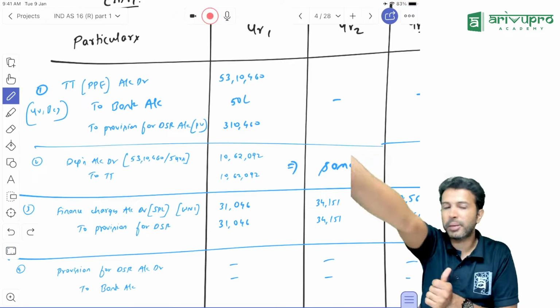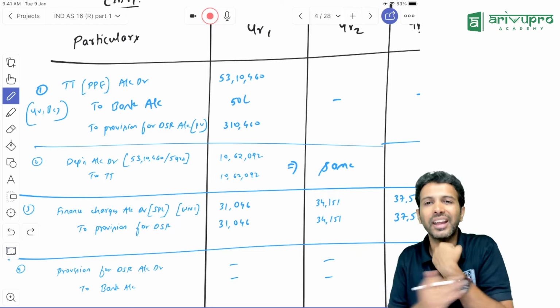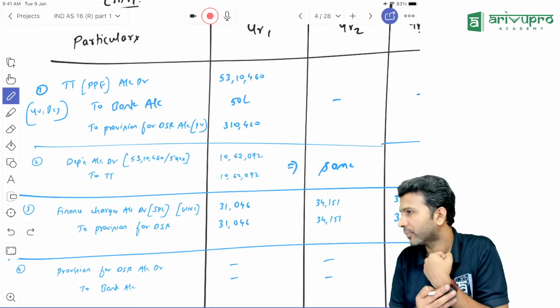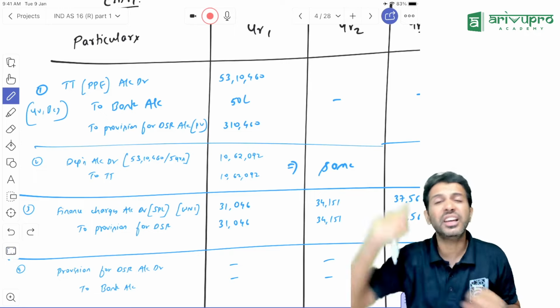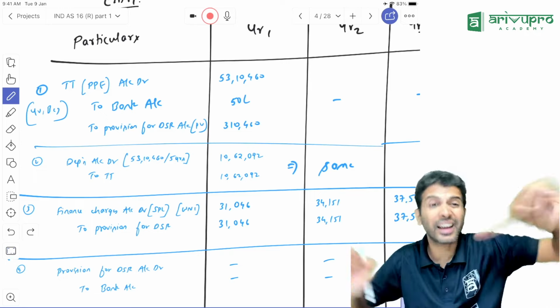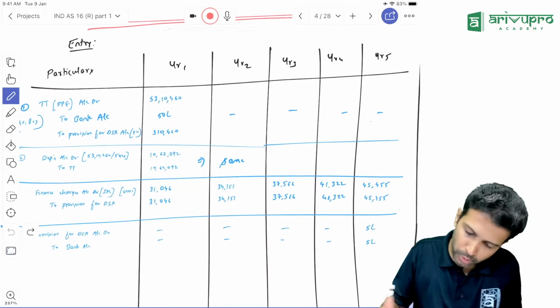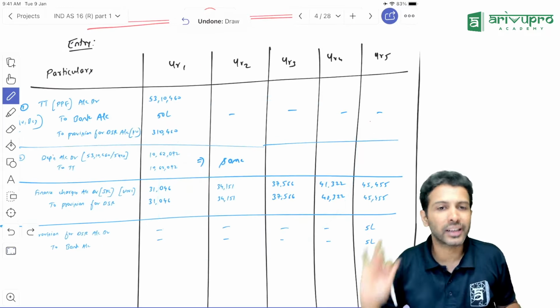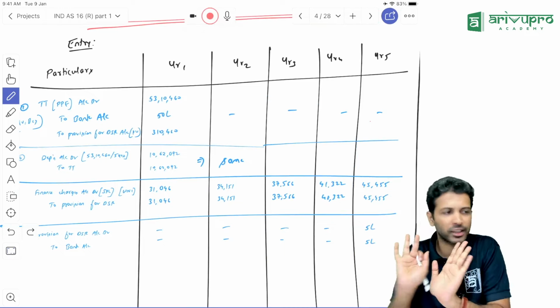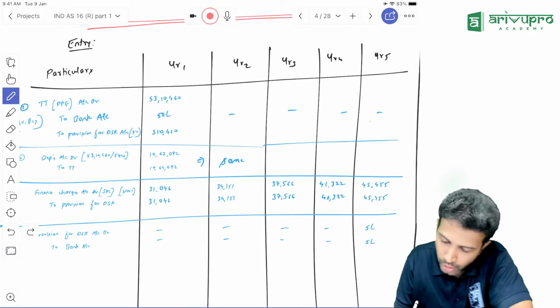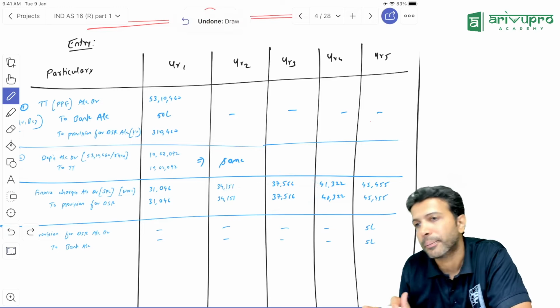Or a better approach, maybe what I can suggest is, depending on the availability of time: if you have time, pass each year's journal entry separately, like ICAI. If you don't have time, do this columnar presentation. Maybe you can keep that in the examination. In my view, this is acceptable. That's all I could say. Okay, so far, any problem?